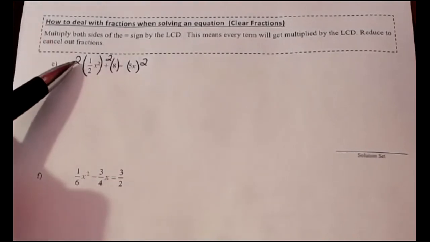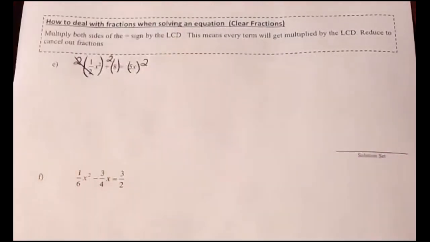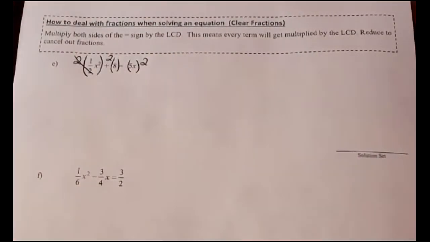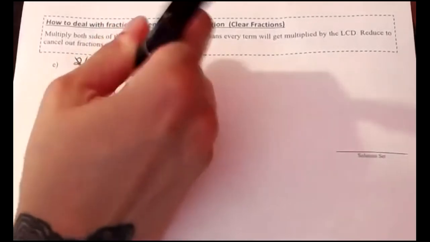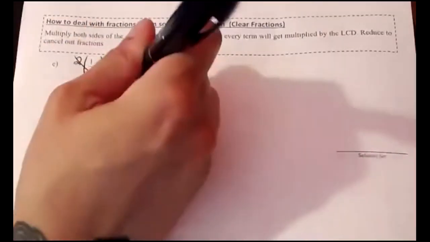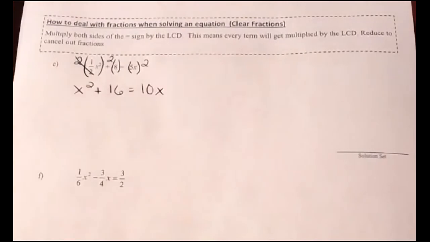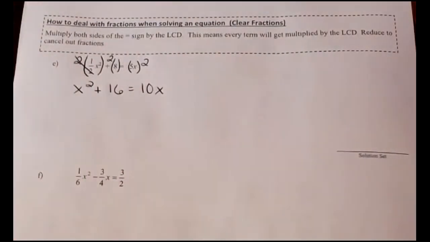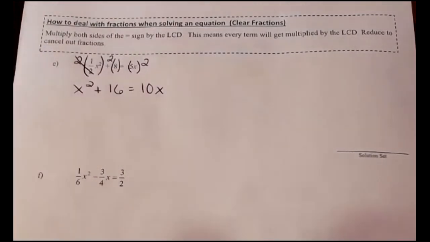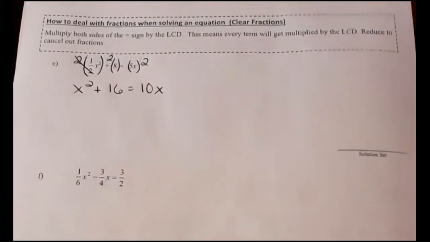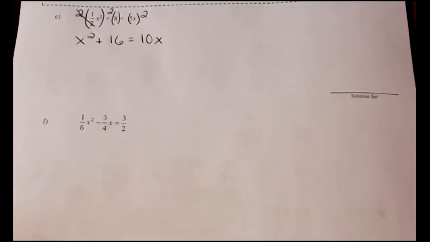Right away, when we take 2 and multiply it by 1/2, we see that they're going to cancel, which is super awesome. That leaves us with 1x squared plus 2 times 8, which is 16, is equal to 5x times 2, which is 10x. And I'm going to leave you right here. I want you to solve this particular problem, but not yet, because I want to finish clearing F and G for you. You're going to take these home and play around with them. Let's look at part F.